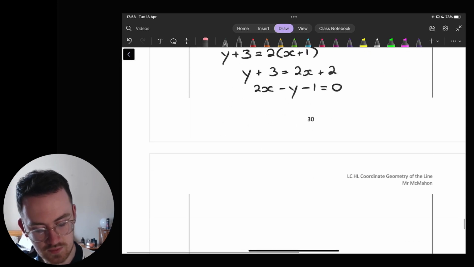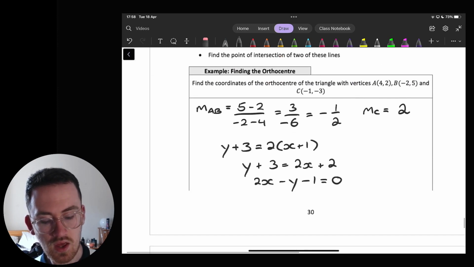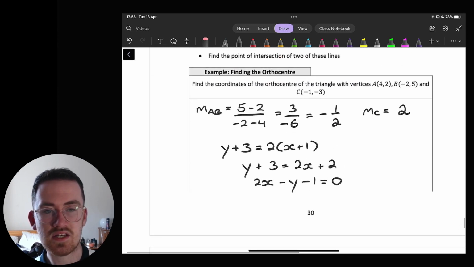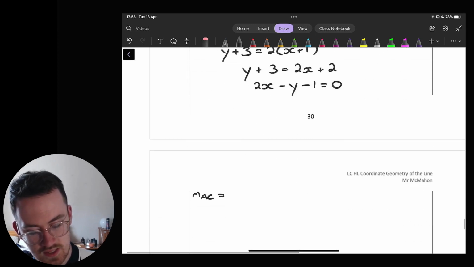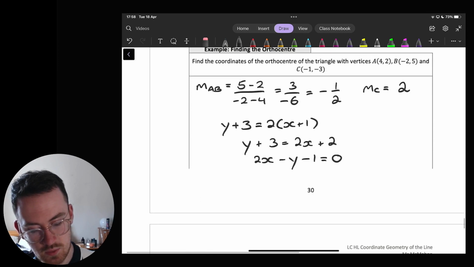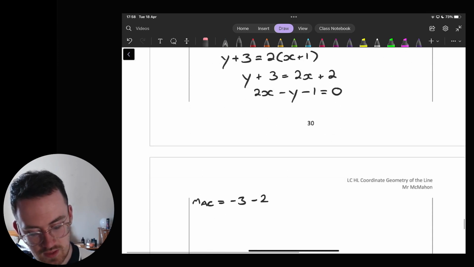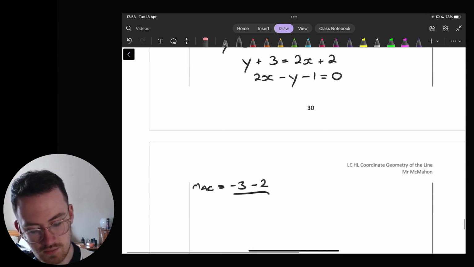Is equal to 0. Okay, let's see how much space we have. Lovely. Okay, once we have that, then we need to do the same for one of the other sides. So this time maybe we'll do AC. So looking at C, so y2 minus y1, x2 minus x1.